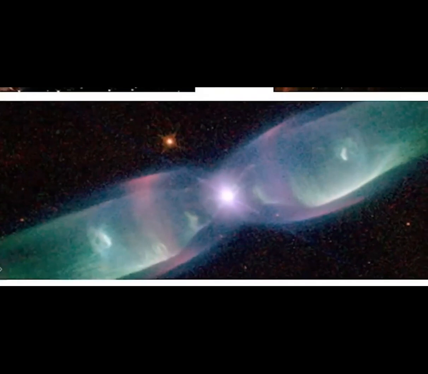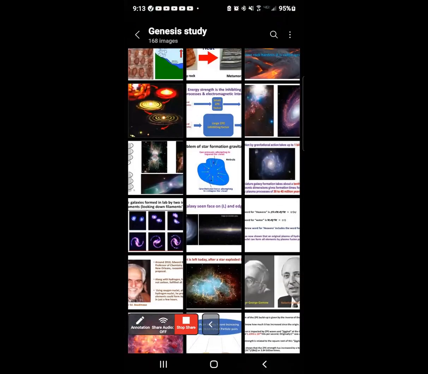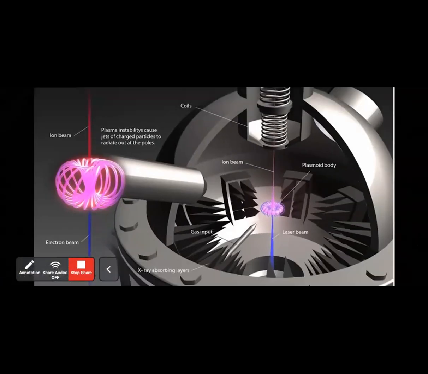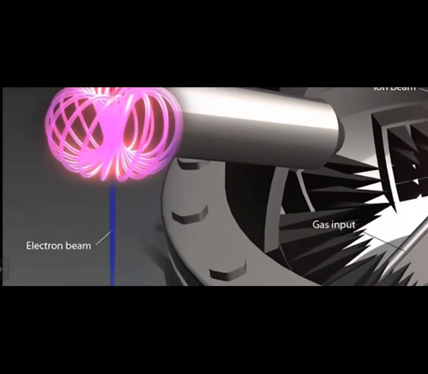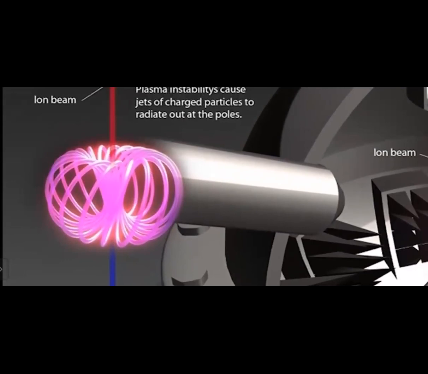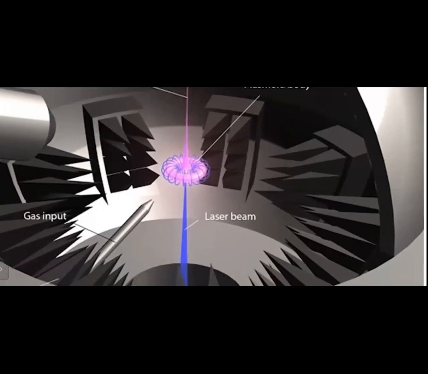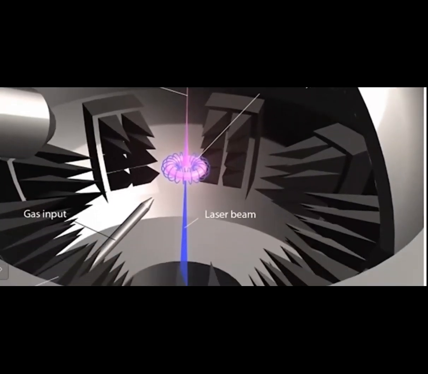When a plasmoid forms, I have a picture of a digital representation of a lab experiment that was recently done. This is a plasmoid that they created in a lab. On the left here, you will see that this plasmoid has an ion beam and an electron beam and a circling magnetic field. Again, this plasmoid was created by gas input and a heavy magnetic field, and it created this plasmoid in a lab.